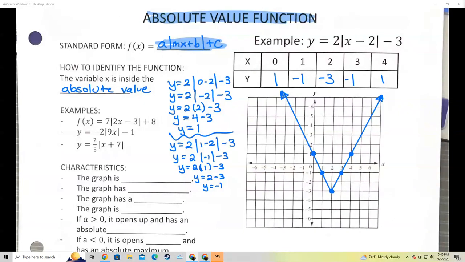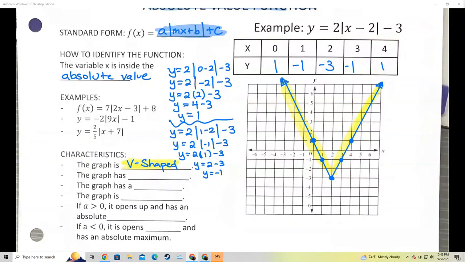All right, what do I know about this graph? Well, I know this graph is V-shaped. Since it is V-shaped, I'm going to highlight that it looks like a V. And I'm going to highlight the shape itself. This graph has two different slopes. We're not going to worry about that just yet, but just know it does have two slopes, one going down, the other one going up.